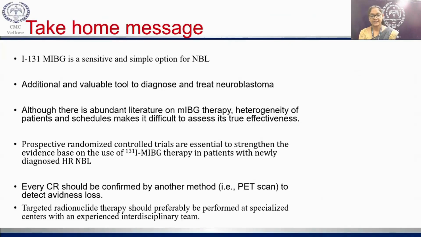So I will just sum it up, say for take-home message. Iodine 131 MIBG is a sensitive and simple option for neuroblastoma. It gives an additional and valuable tool to diagnose and treat neuroblastoma. Although there is abundant literature on MIBG therapy, heterogeneity of patients and schedules make it difficult to assess its true effectiveness. Prospective randomized controlled trials are essential to strengthen the evidence base on the use of iodine 131 MIBG therapy in patients with newly diagnosed high-risk neuroblastoma.